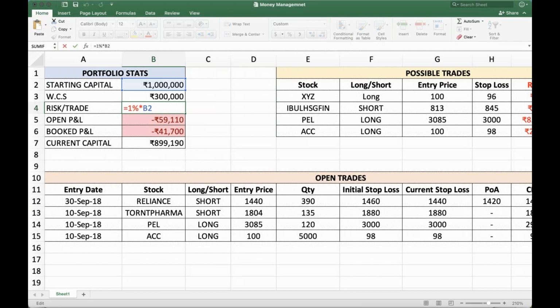Let's understand the logic. If I take 1%, my risk per trade comes to 10,000. And if my worst case scenario is 3 lakhs, if this is my worst case scenario and this is my risk per trade, how many consecutive wrong trades do I need to blow away my capital? I need 30 wrong trades, one after the other. 3 lakhs divided by 10,000. First trade, wrong, down 10,000. Second, down 10,000. Third, down 10,000. Like this, you will have to do 30 negative trades to blow out your 3 lakhs. It's really difficult to do that.